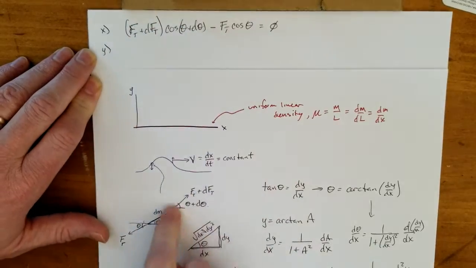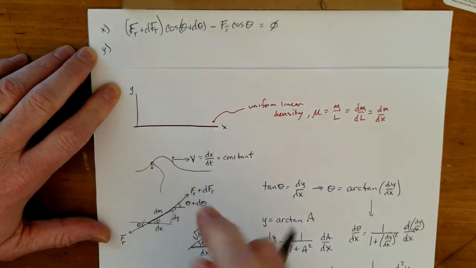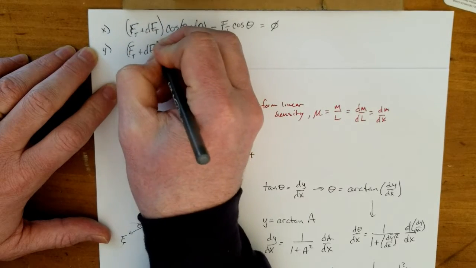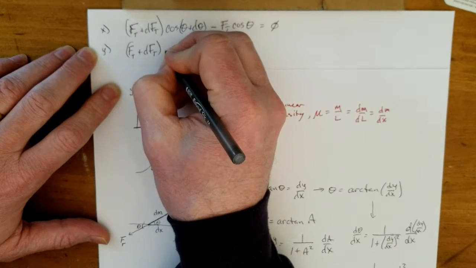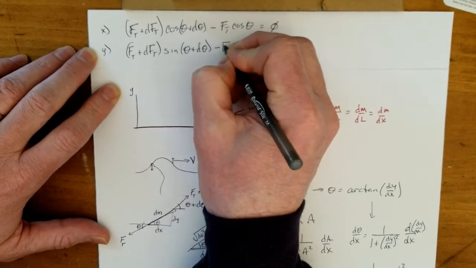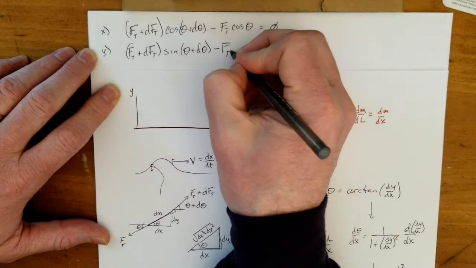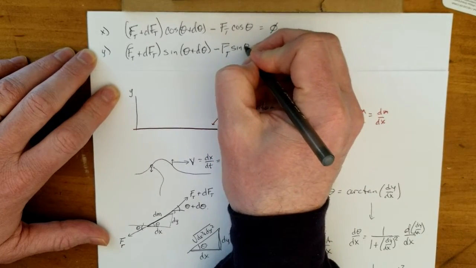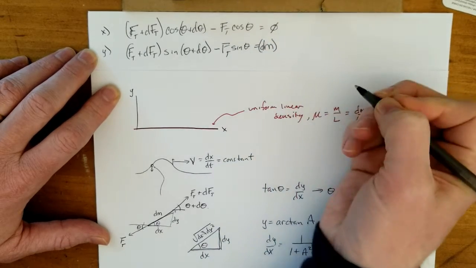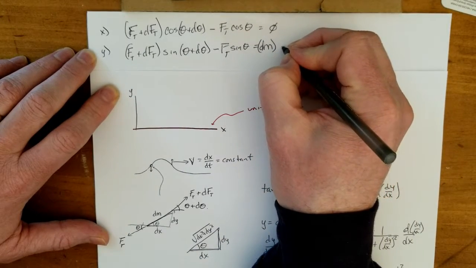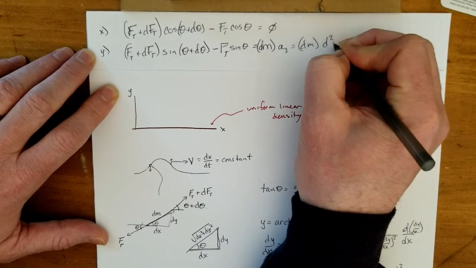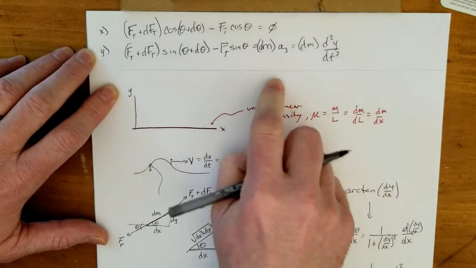And then my y equation, my vertical equation, is: I have this force acting upwards, so I have tension plus dFT times the sine of theta plus d theta, minus the component of the tension downwards, which is FT sine theta, is equal to our mass, which is dm, times the acceleration in the y direction, which is dm times d squared y/dt squared.